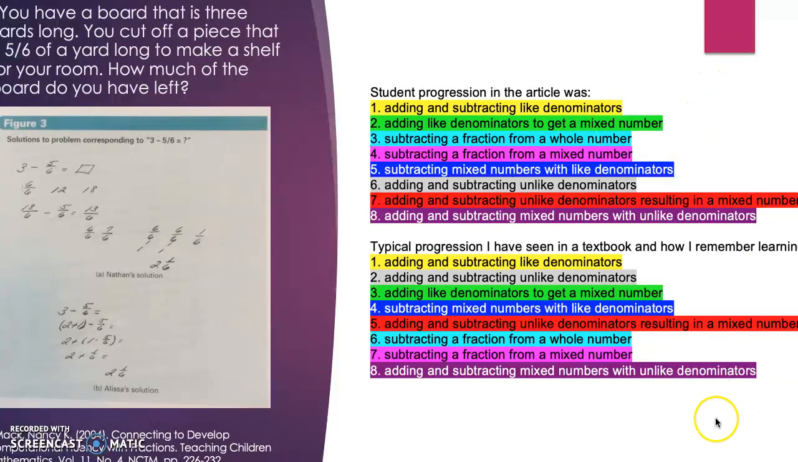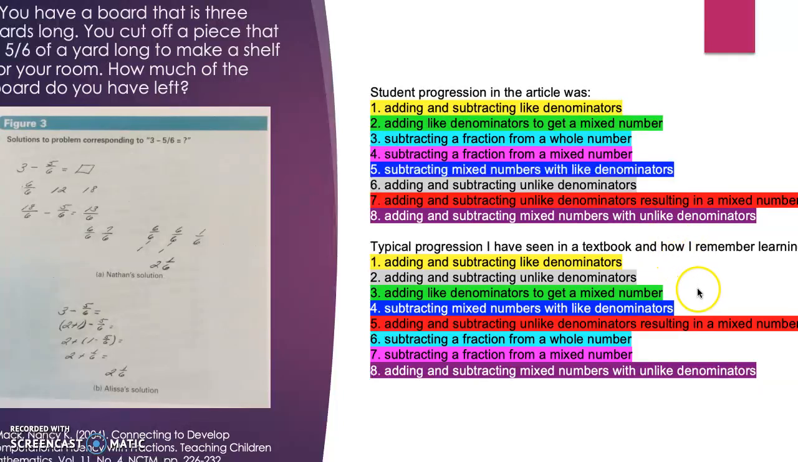This is just a little list that I came up with myself. In the article, this is how the student progression was. They started by adding and subtracting like denominators. Then they moved to adding like denominators to get a mixed number. You can see how they progressed.